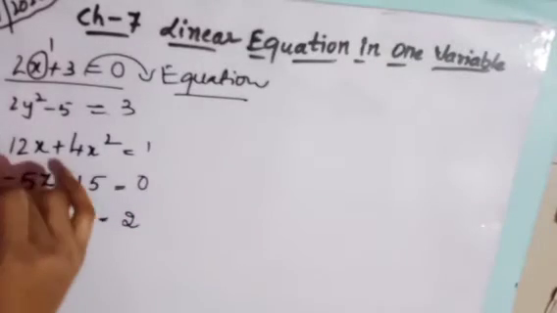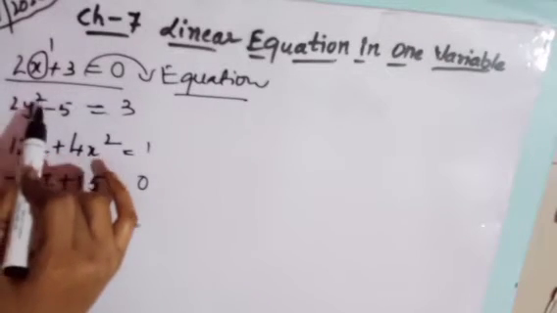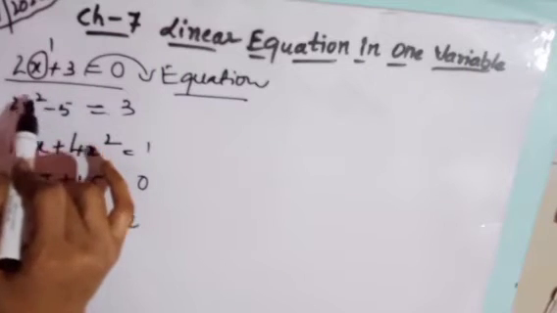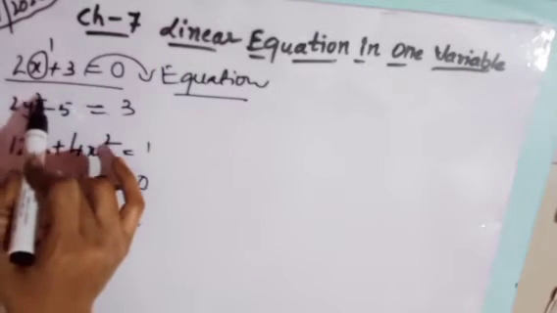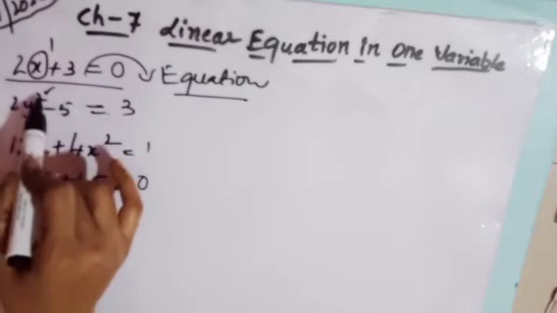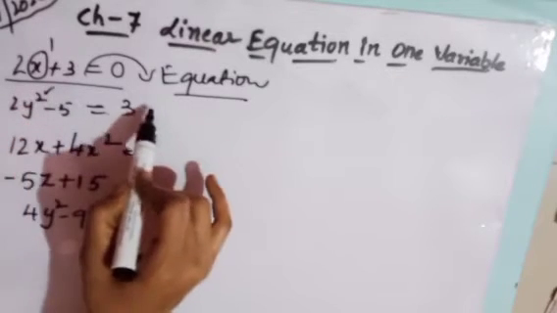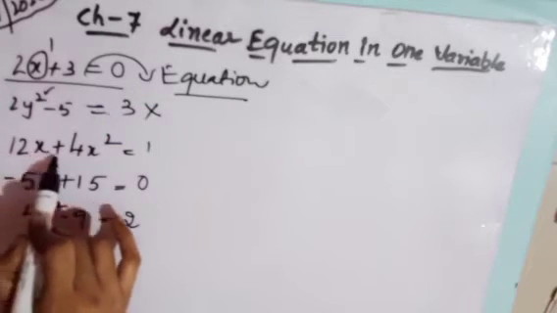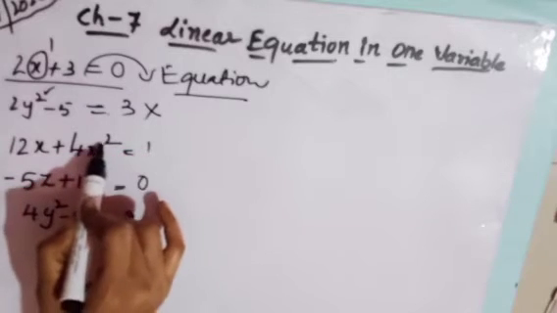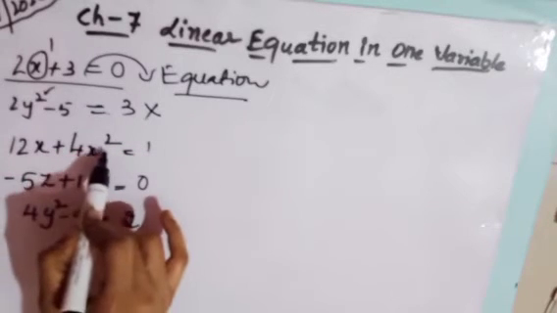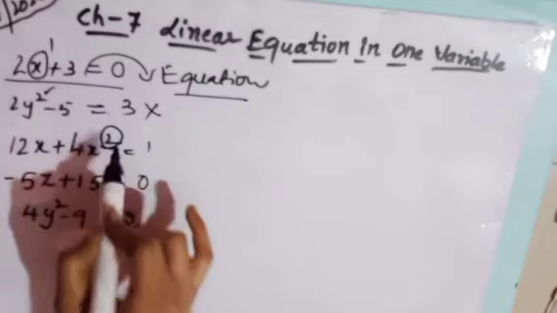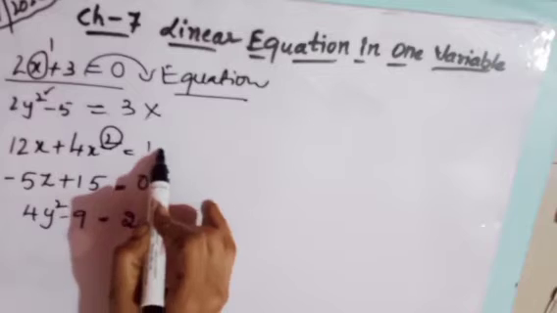Now see the second example, 2y square minus 5 equals 3. Here there is only one variable, but the variable has the power 2. That means degree 2. So it is not called a linear equation. Next, 12x plus 4x square equals 1. Here also, for this variable x, the power, that means the degree, is 2. So it is not called a linear equation.